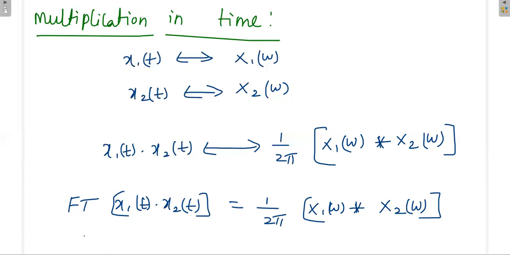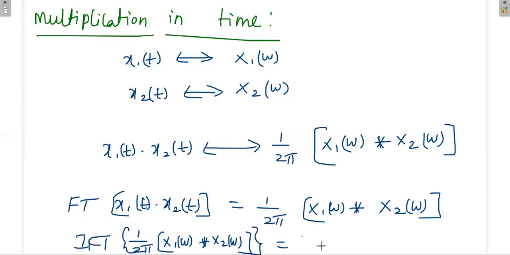That means the inverse Fourier transform of this one will give you this one. The inverse Fourier transform of 1 by 2 pi X1 of omega convolution with X2 of omega will give you x1 of t multiplied with x2 of t. So now we'll prove this. We will take the inverse Fourier transform of this one now, then correspondingly we'll write the formula.